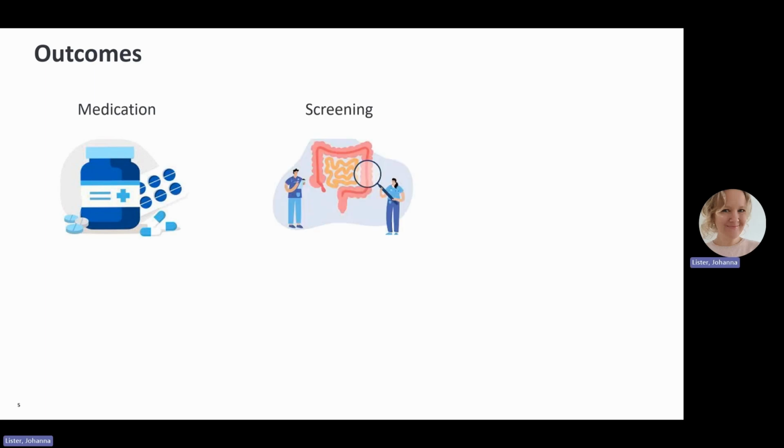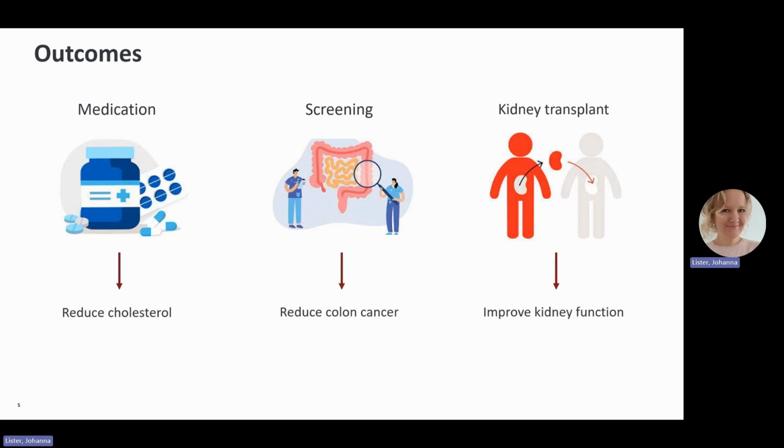We do this by considering three different types of health technologies. The outcomes to measure the success of these three different health technologies are also different. A medication may aim to reduce cholesterol. A screening program would aim to reduce colon cancer, and kidney transplant would aim to improve kidney function.